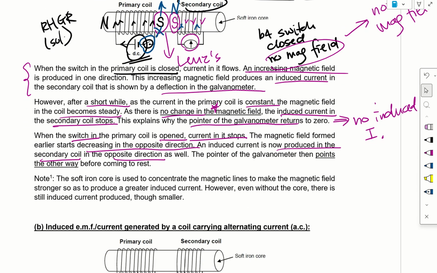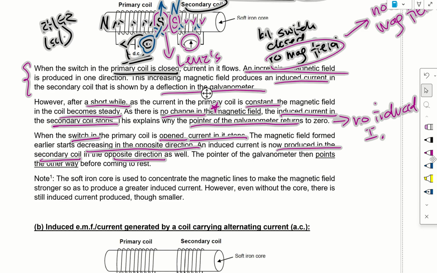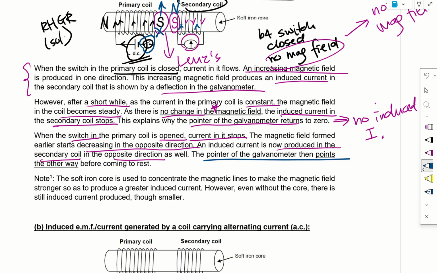Okay, so the pointer of the galvanometer will then point in the other way before coming to rest, because once the switch is open, there's no longer current flow in the primary coil, there's no longer a magnetic field, so there is no change in magnetic field experienced by the secondary coil.